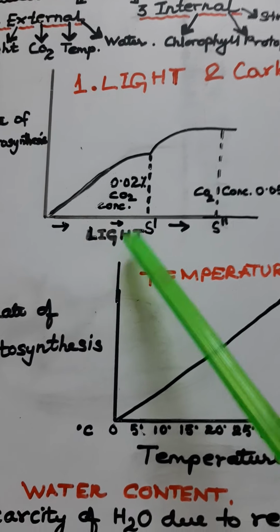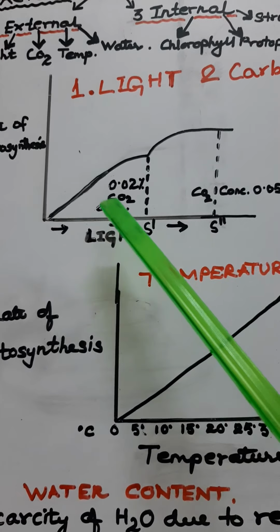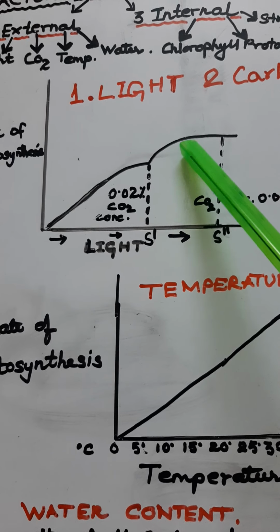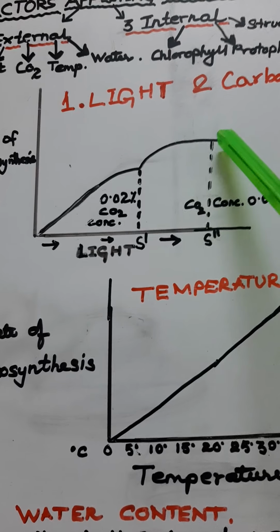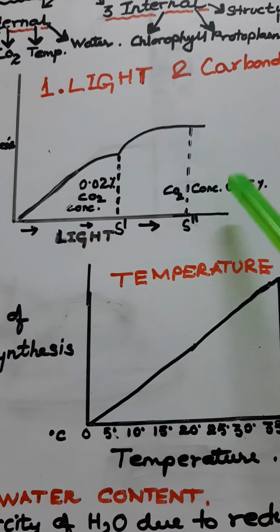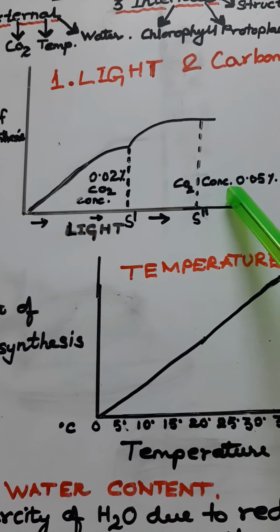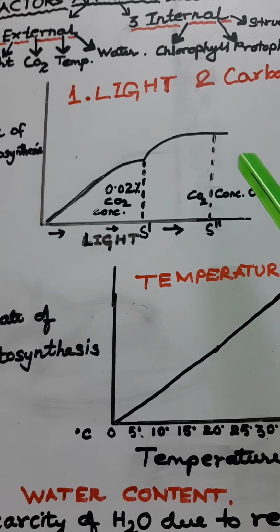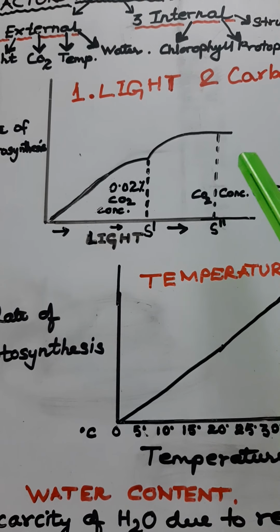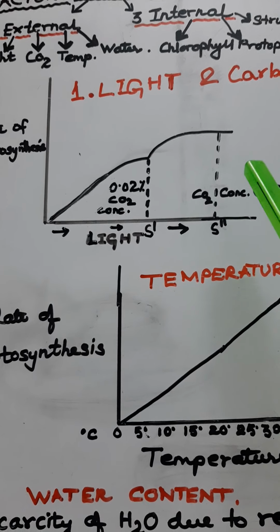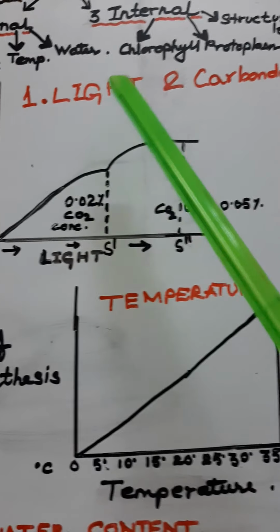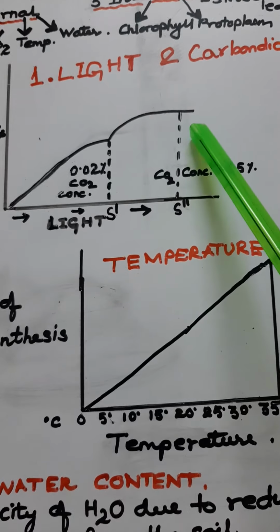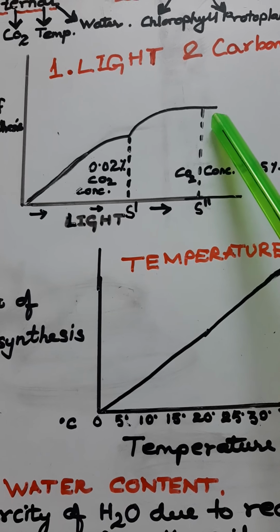Now, at this point, if carbon dioxide concentration is increased, then again the rate of photosynthesis will increase for some time till the carbon dioxide concentration reaches 0.05%, after which it becomes stabilized for both the factors. The rate of photosynthesis will not increase. It gets stabilized both for light and for carbon dioxide. And the rate of photosynthesis will be at a standstill then. It will not increase anymore.